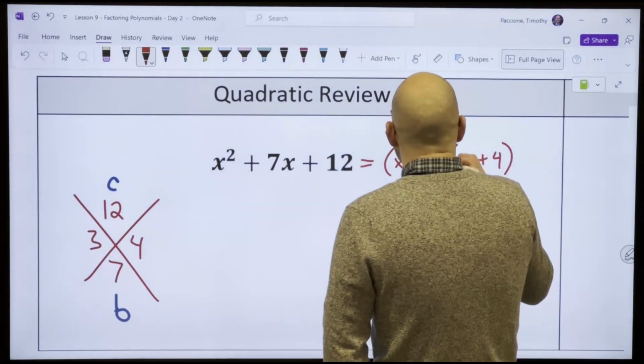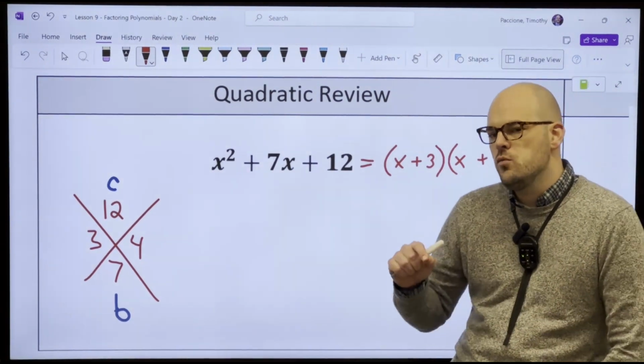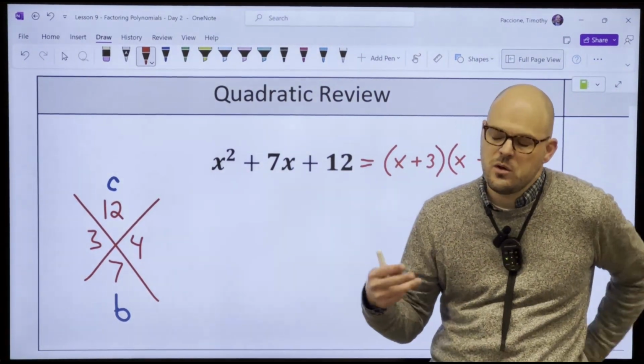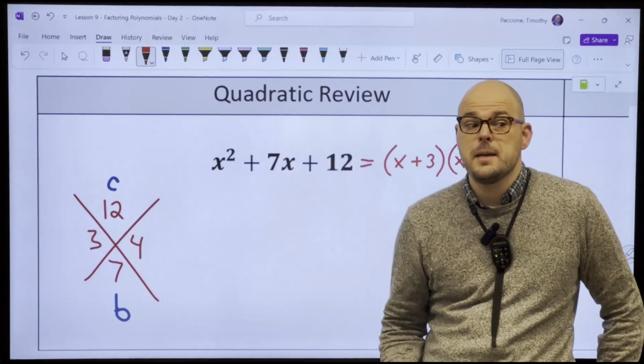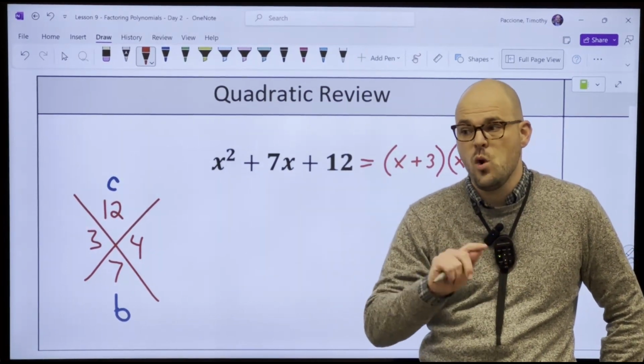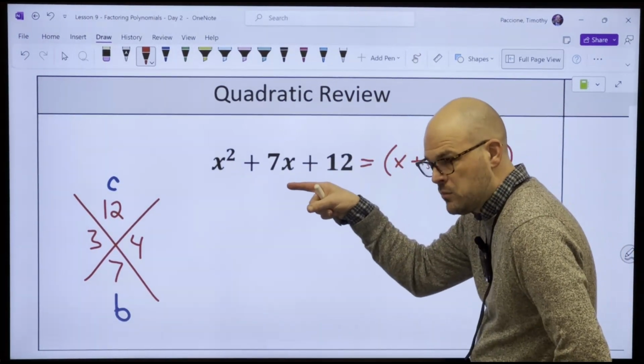Because I need the x squared. Does everybody see that, right? Remember that when you factor, you're finding smaller things that multiply to give you the bigger thing. So think about that definition. You should be able to get back to the bigger thing if you wanted to. If I did this correctly, I should be able to go that way, right?